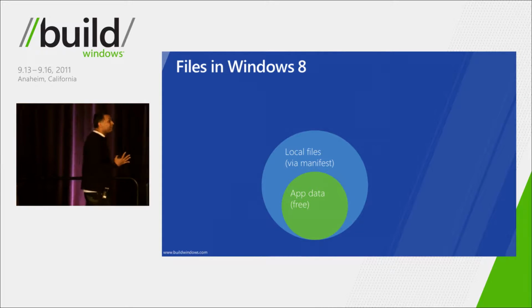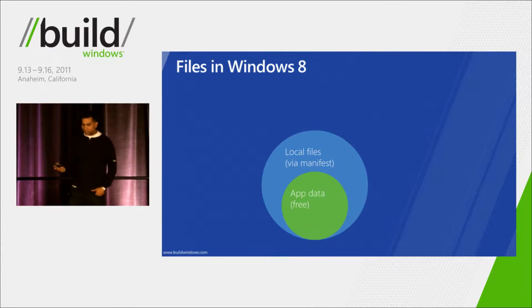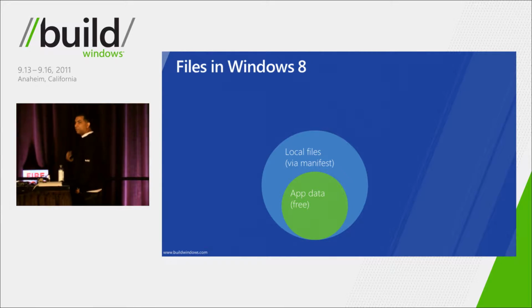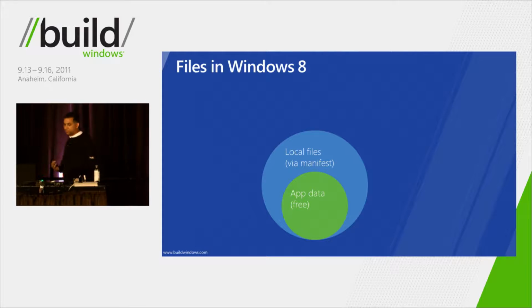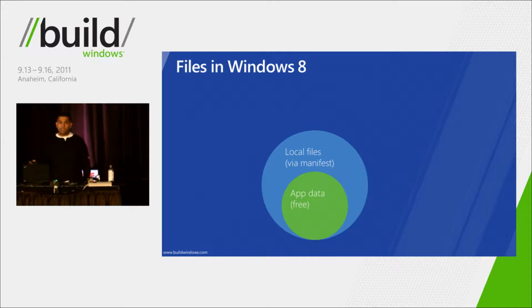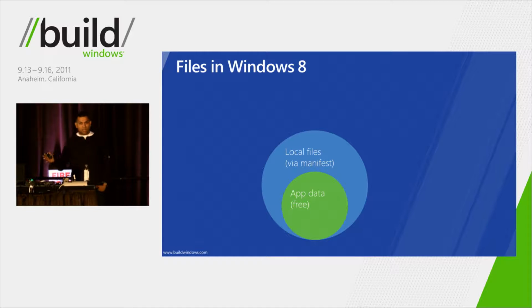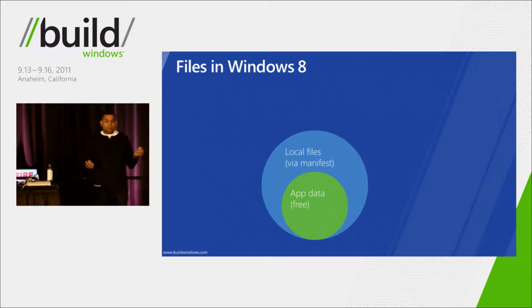You can get access to your local files. So the popular file system locations, such as videos, pictures, documents, music, are all available to your application via what we call the manifest declaration. So Jeff Johnson has a great talk at 3:30, I believe. You should all go to the talk to learn more about the capability model, and we'll discuss this in greater detail. So the manifest model is very simple.